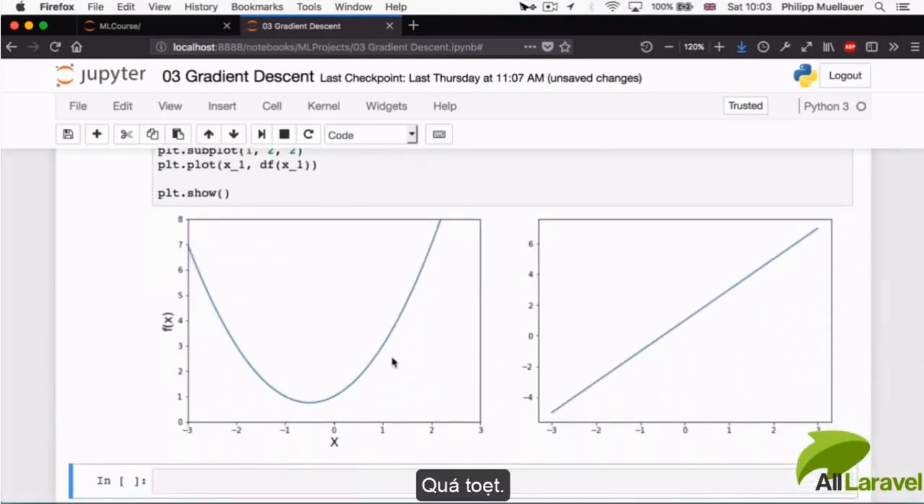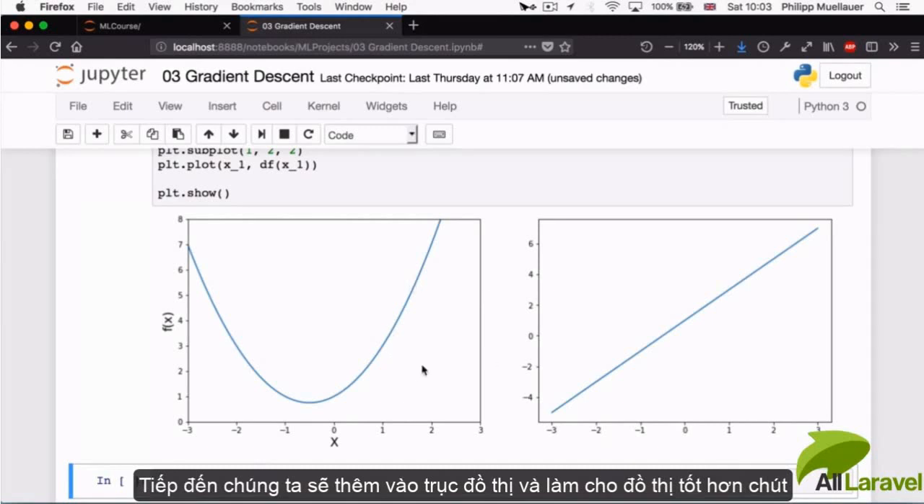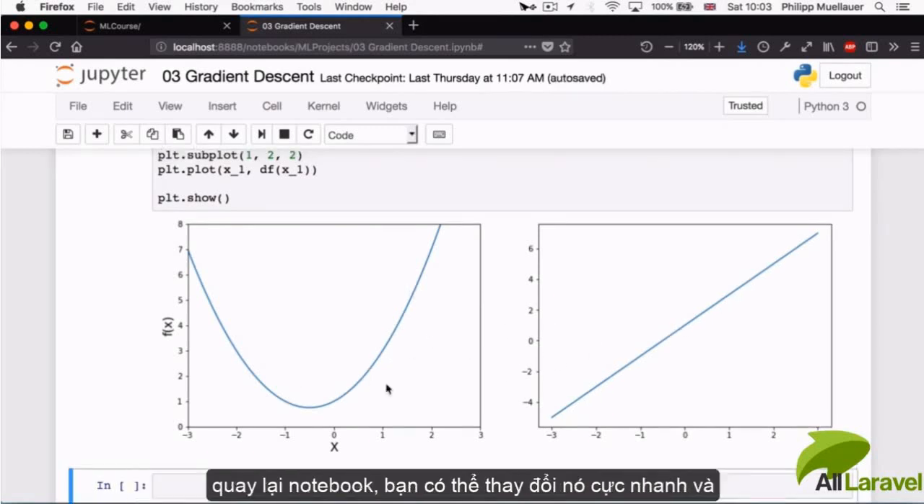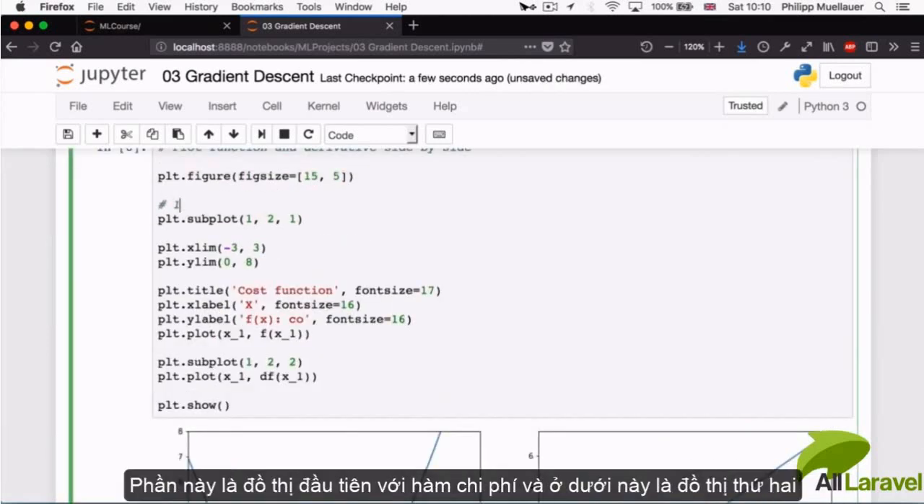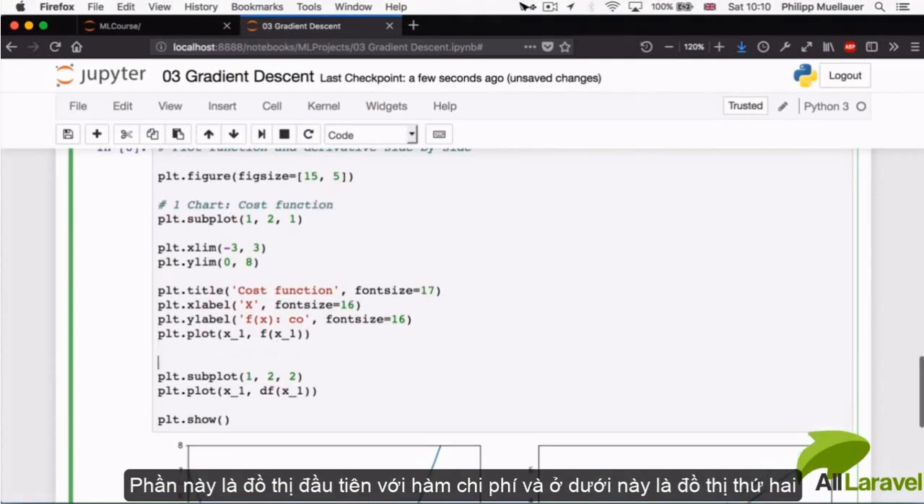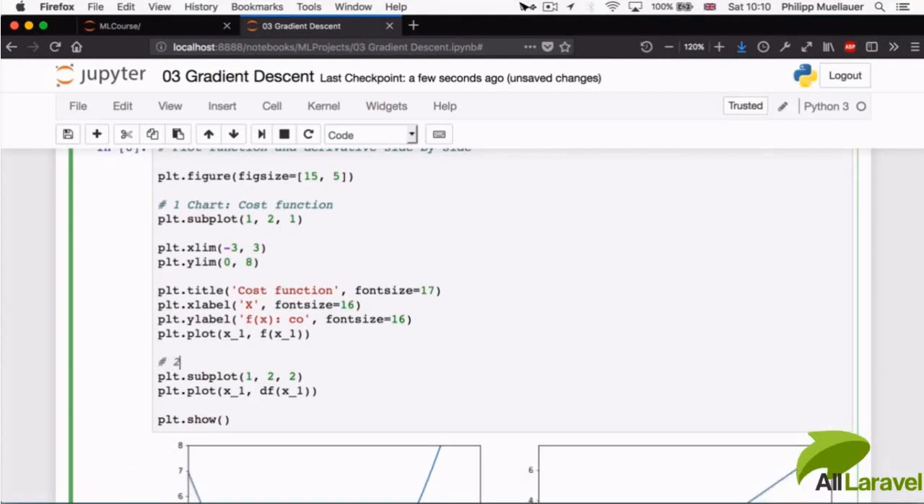Very nice. Now what I'm going to do is add a few labels and style these graphs a little bit better so that if you're ever coming back to this notebook in the future, you can make sense of these charts very quickly and very easily. So I'm going to insert two comments first, right? So this is the first chart, and this is the cost function. And down here is the second chart of the derivative.